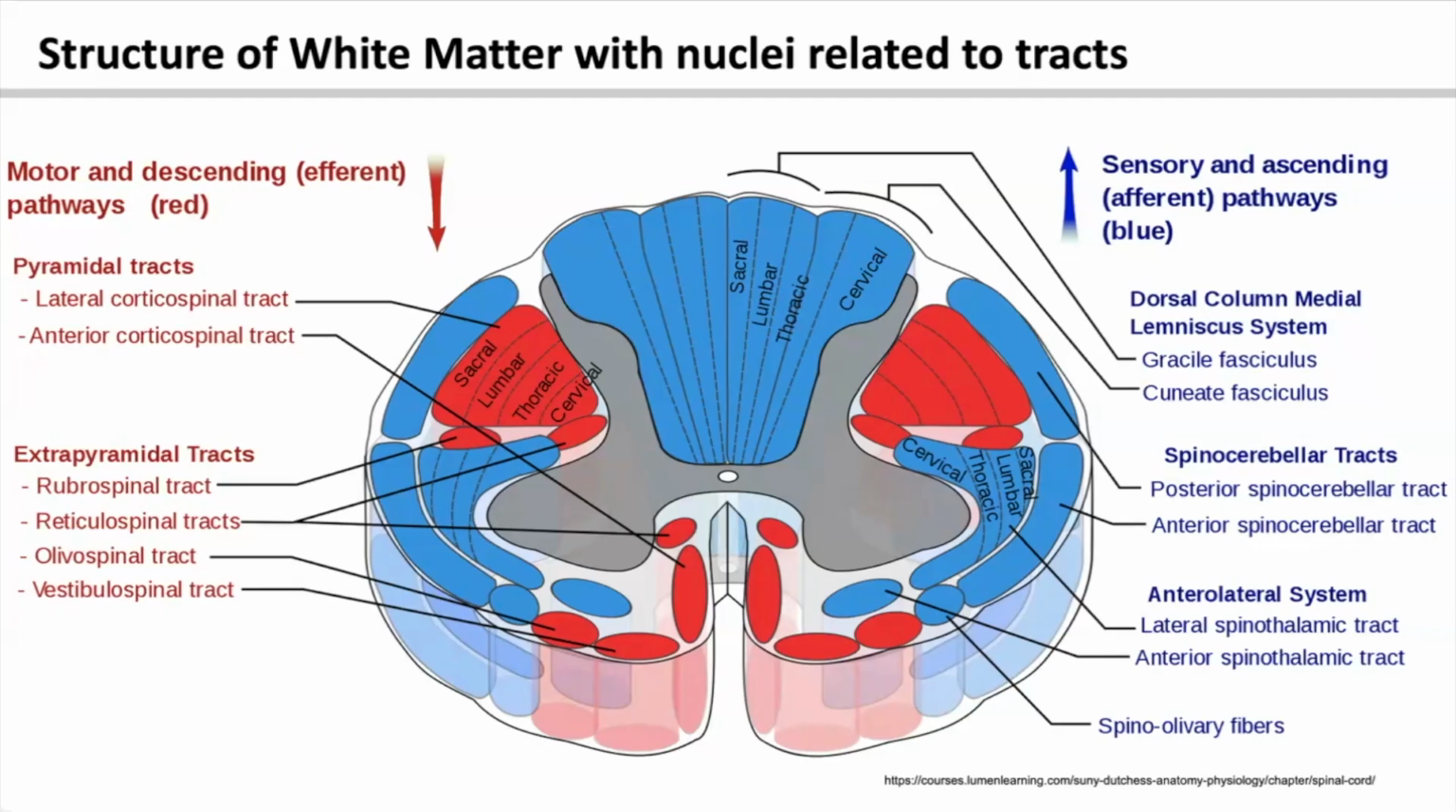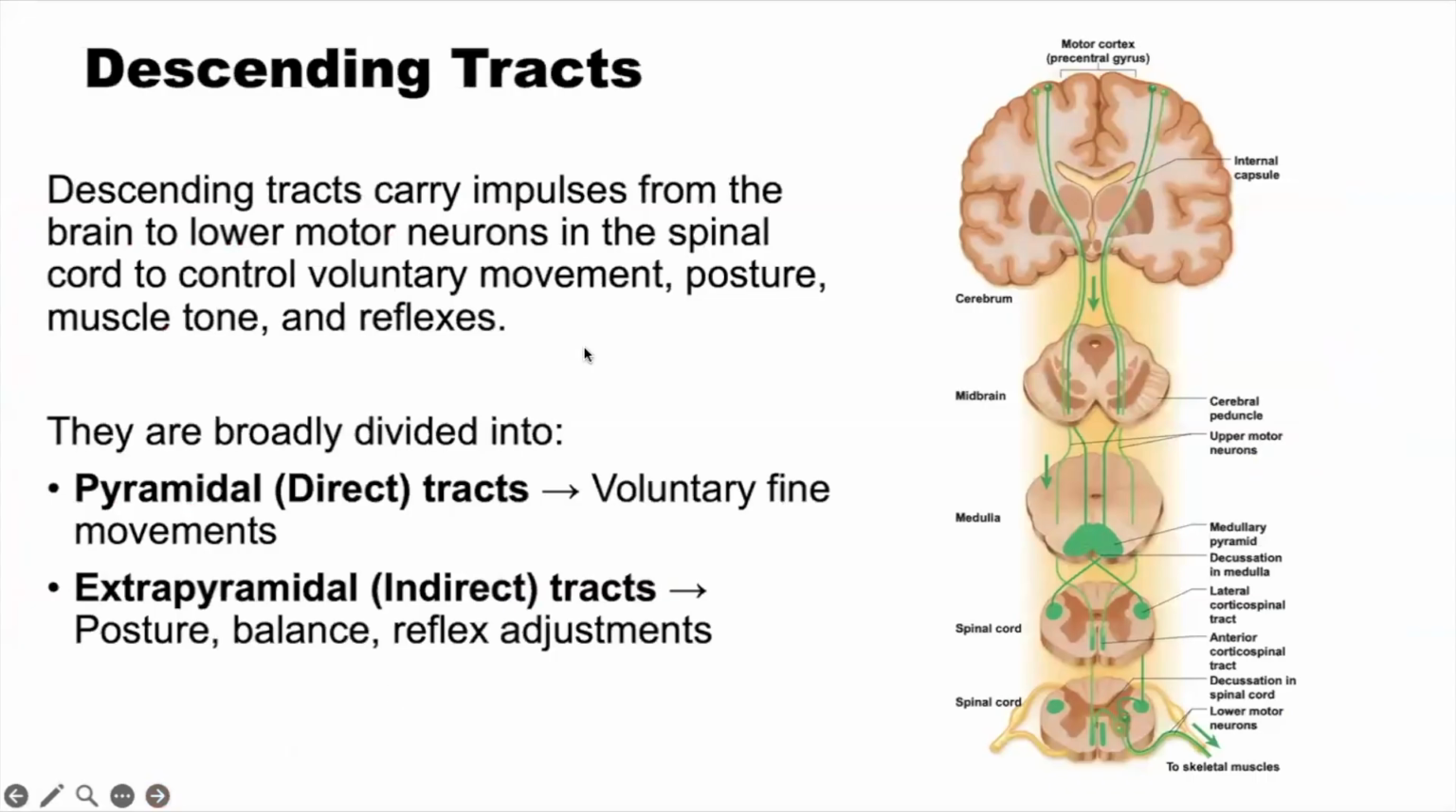The descending tracts carry motor information from the brain stem and spinal cord. Descending motor tracts typically involve two neurons. Okay, what are the two neurons? We learned that before. One is the upper motor neuron, the other is the lower motor neuron. Okay, and let's go to the next slide. These are the descending tracts, as shown in green.